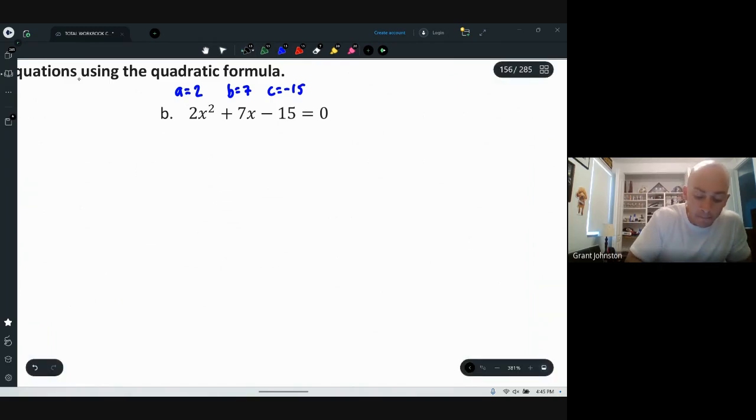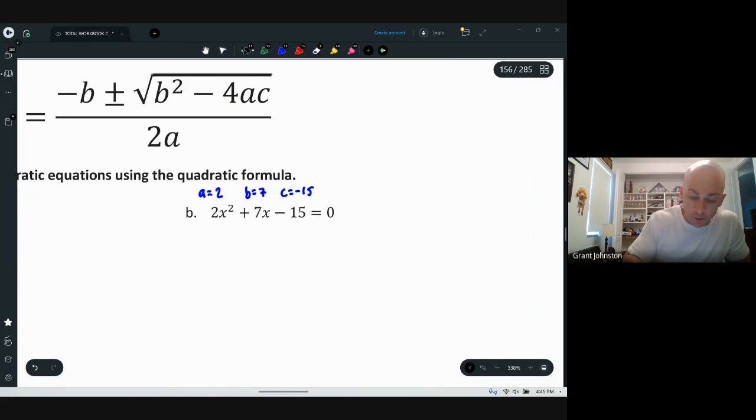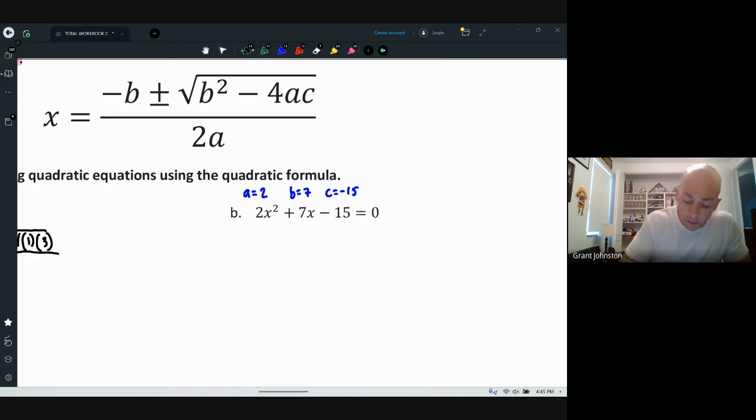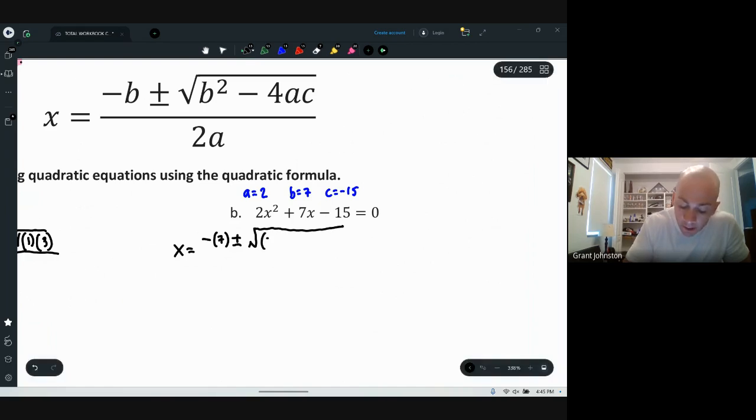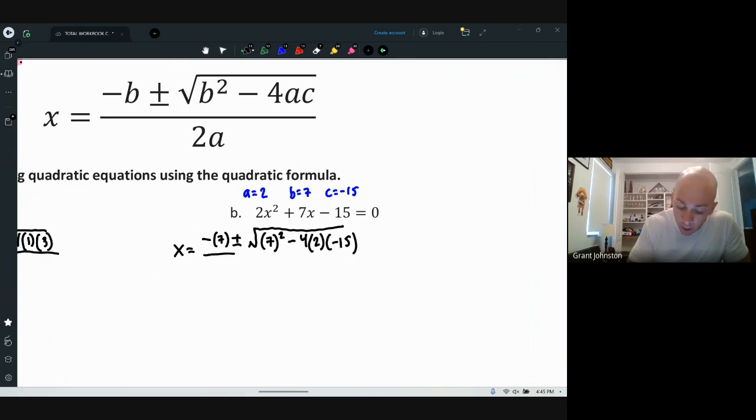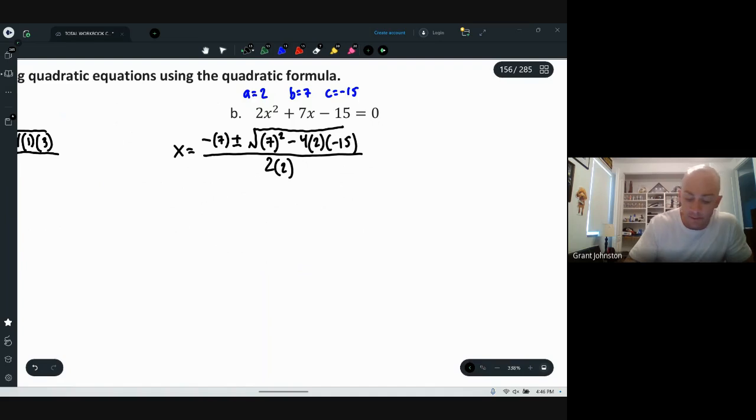So using that formula, maybe I'll just keep it on screen. So x equals negative b, so negative 7 plus or minus the square root of b squared. B is 7, so 7 squared, minus 4 times a, which is 2, times c, which is negative 15, all over 2 times a. And a is 2, so 2 times 2. That's the setup. Now we're going to simplify this.